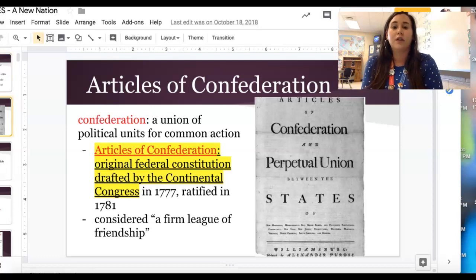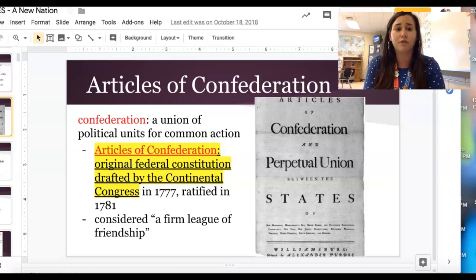So, to understand the Articles of Confederation, you need to understand what a confederation is: a union of political units for common action. Within a confederation, it tends to be a very loose relationship. There's really no official bonds holding this group together. In fact, under the Articles of Confederation, the states considered themselves within a firm league of friendship. You're probably familiar with the idea that friendships can come and go. Unless you have something that is permanently bonding you with someone, that's a very uneasy relationship.